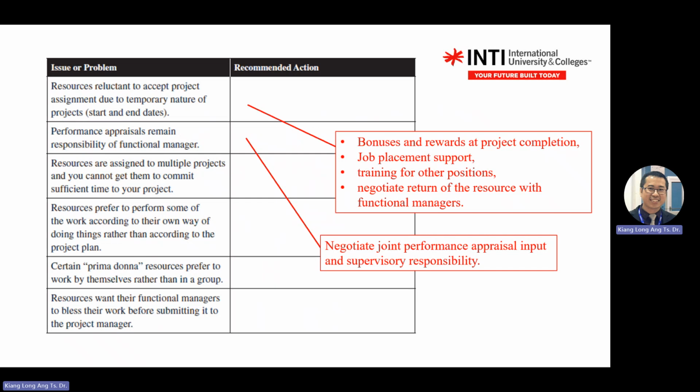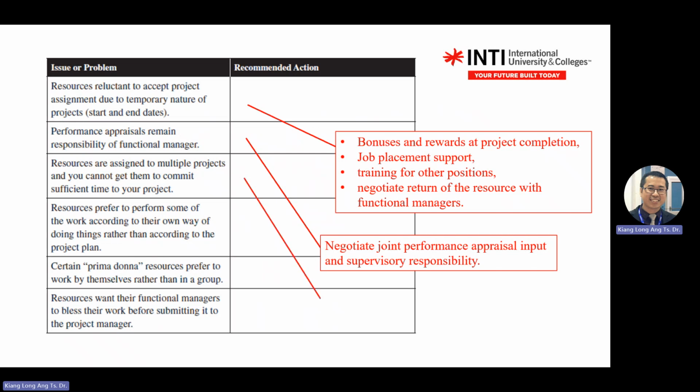So this one, number 2, performance appraisal. This one remains the responsibility of the functional manager. This one is not an issue for a traditional organization chart, but it will be an issue when you have a strong matrix or you are moving towards a project-based organization chart. Okay.